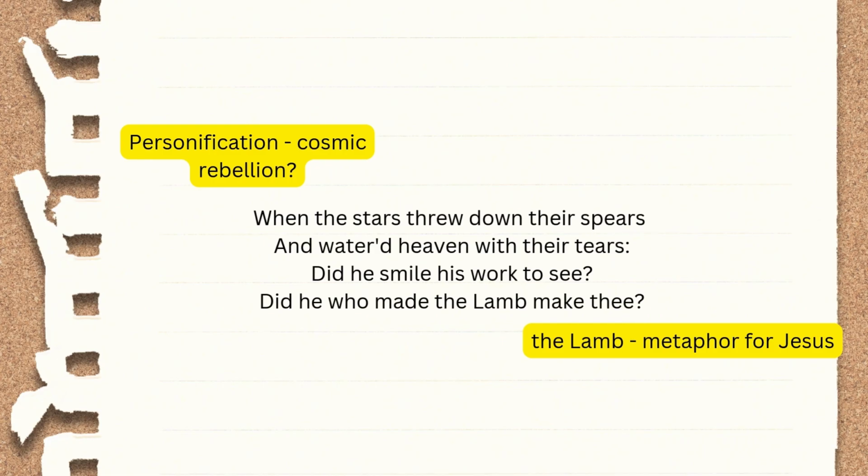And then more questions. Did he smile his work to see? Like, is this some kind of sadistic God that is happy to see this deadly thing that they've created? And then, did he who make the lamb make thee? Now, in the Christian Bible, the lamb is a metaphor for Jesus. So the speaker here is questioning, how could something create Jesus, who in the Christian religion is the savior of humankind, gave his life to save humankind. How could someone create something as perfect as Jesus and also create the tiger? So again, we've got this feeling that the speaker is really grappling with these big spiritual questions here.